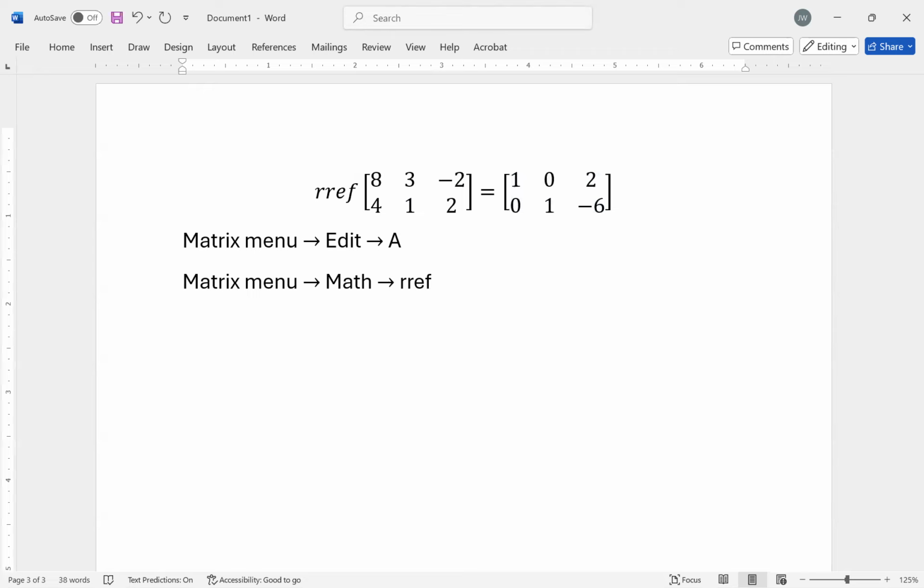1, 0, 2, 0, 1, -6. And if this represented a system of linear equations, we'd know that x is equal to 2, y is equal to -6, if those were my variables. So the matrix menu on the TI-84 allows us to shorthand that whole process.